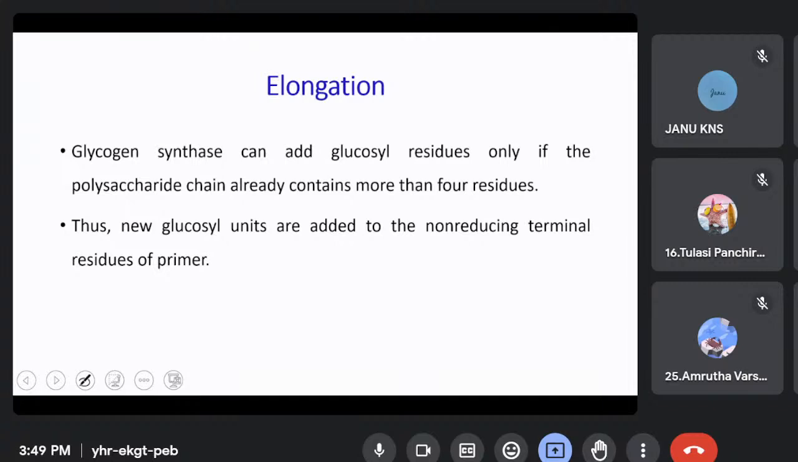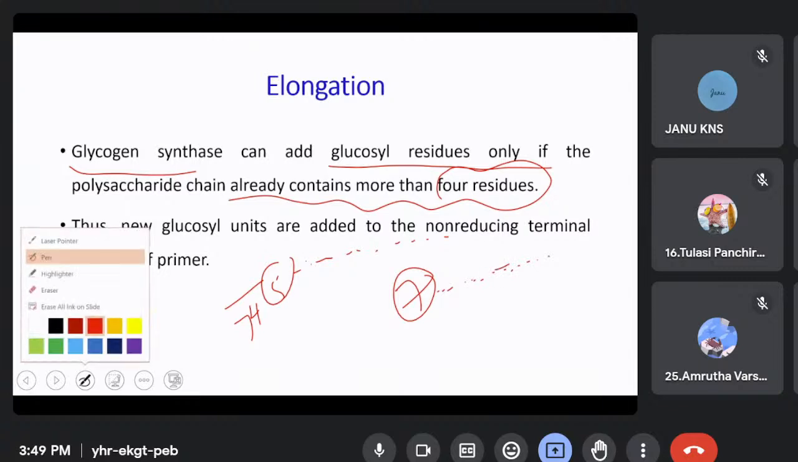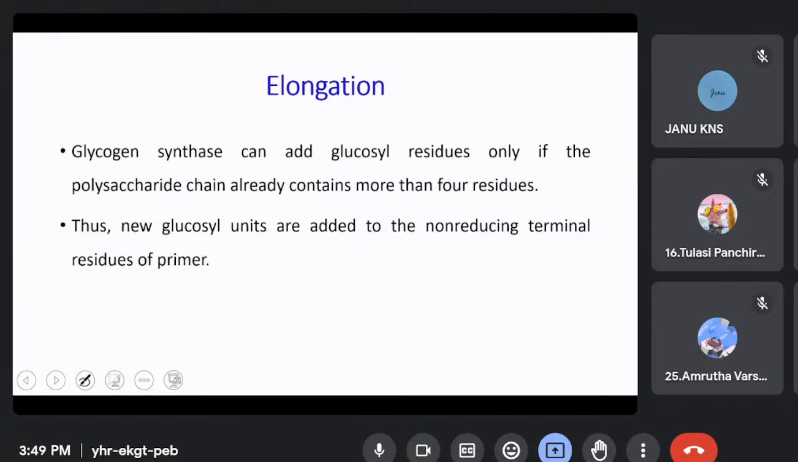Let us first discuss elongation, followed by branching afterwards. Glycogen synthase can add glucosyl residues only if the polysaccharide chain already contains more than 4 residues. Thus, we already have a primer with 7 residues. Even if a glycogen fragment is there, it should have more than 4. Let us see, it is also having 5. So to this glycogen fragment, new glucose residues can be added. To this primer containing 7 glucose residues, glucose residues can also be added, so that elongation of the chain takes place.